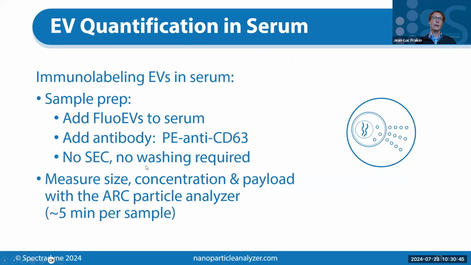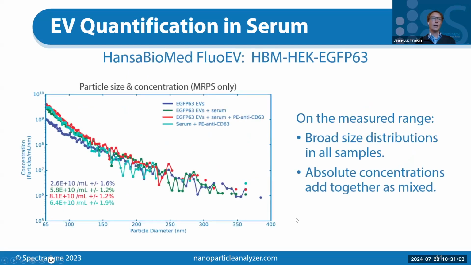So the sample prep, again, is very straightforward. We add the EVs to the serum. If we're going to stain them with the antibody, we just add the antibody, we incubate, and then there's no sample cleanup or anything after this. We just measure them directly on the ARC afterwards. No washing of the free unbound antibody. All right, so let's start with just the size and concentration. That's what's shown here for every sample.